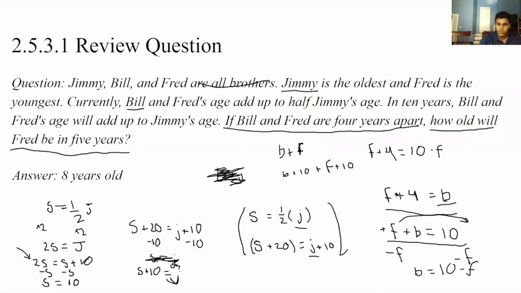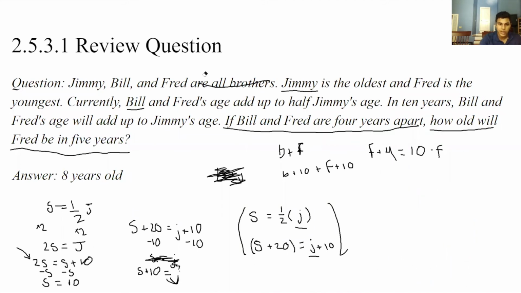I'm actually going to erase some of this stuff. All right, so I need to get rid of the plus 4, and in order to do that, I need to subtract 4 from both sides of the equation, so minus 4 and minus 4. And this gives me F equals 10 minus F minus 4. And I can actually combine the 10 and minus 4. This is a positive 10. And that would give me F equals 6 minus F.